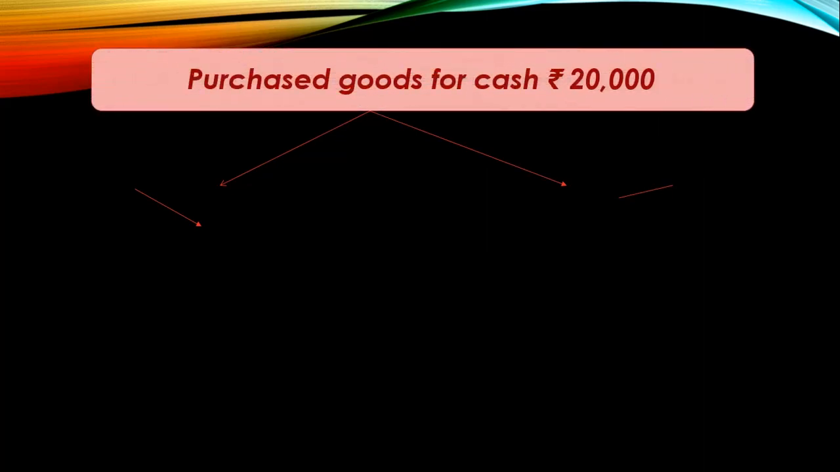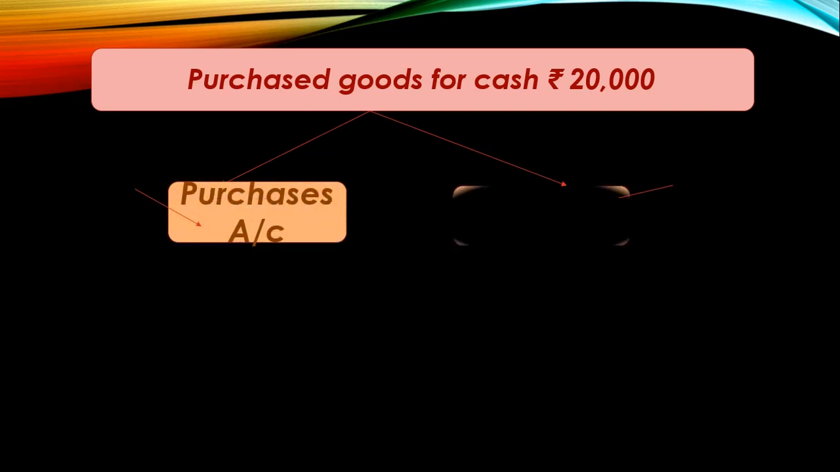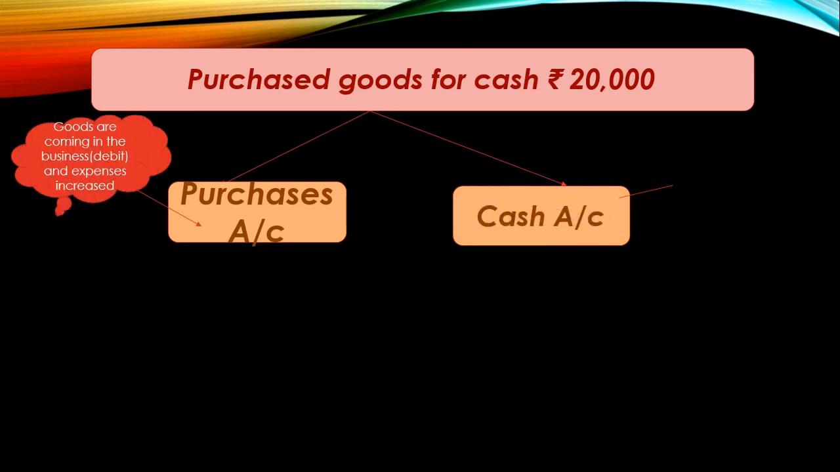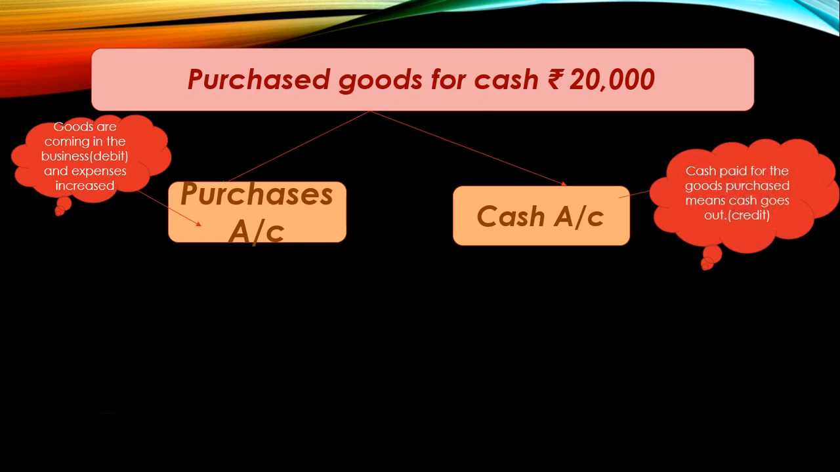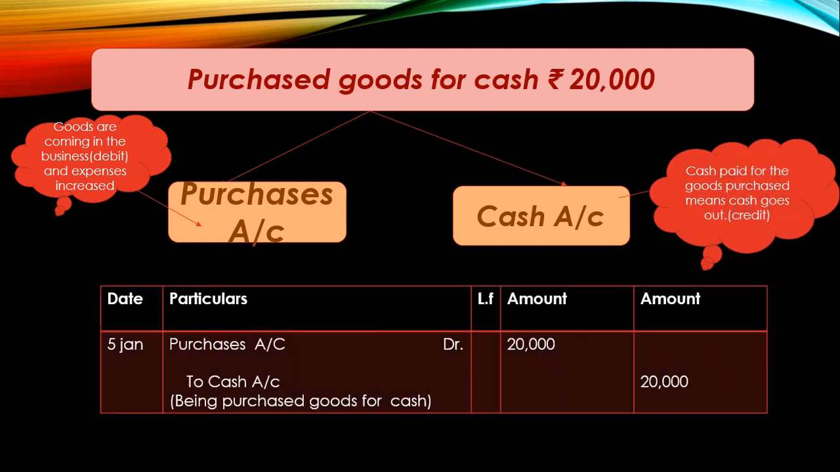Next, purchased goods for cash. Means we have purchased goods, means goods are coming in. For cash, cash is going out. Two accounts affected are purchases and cash. And the entry will be purchases account debit to cash account.